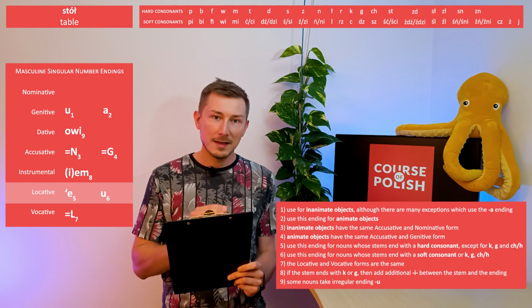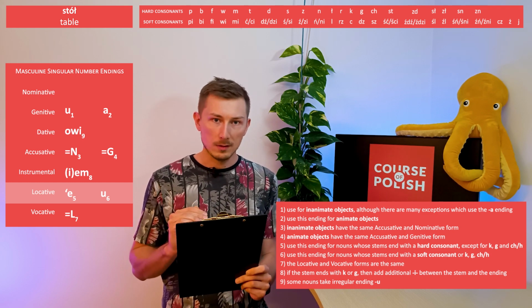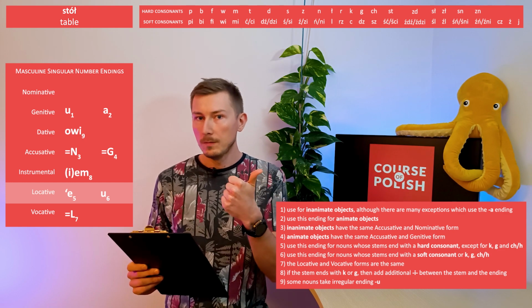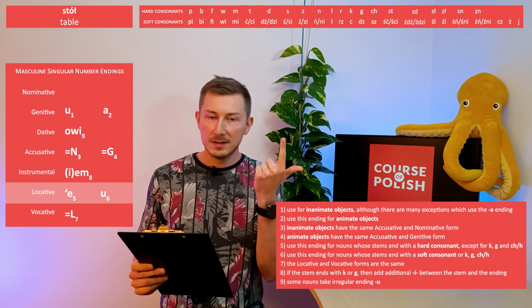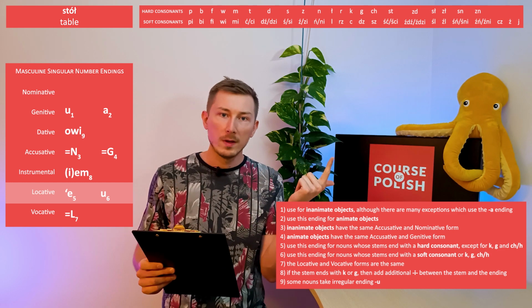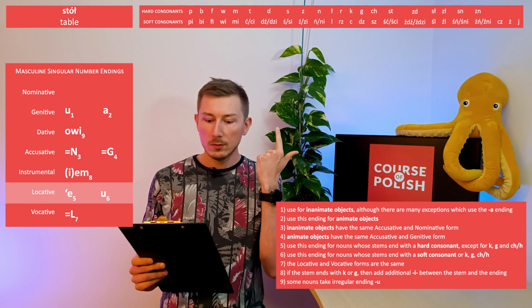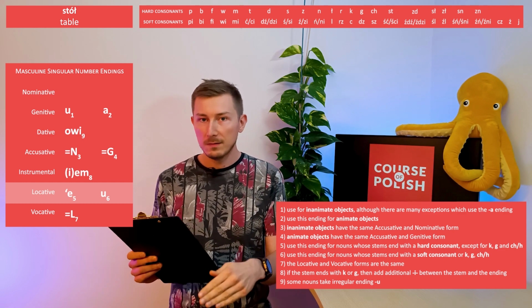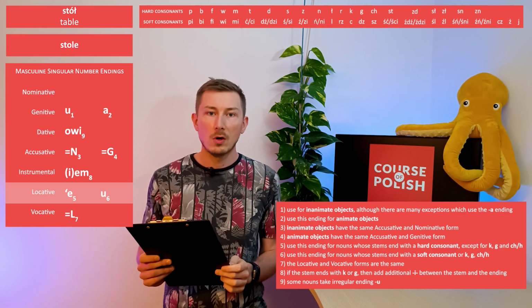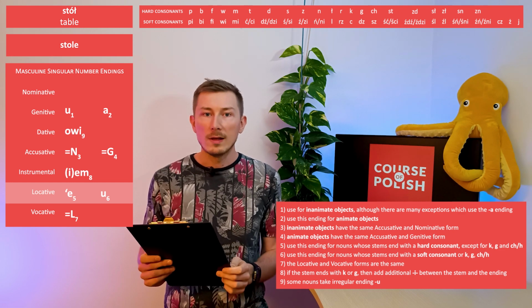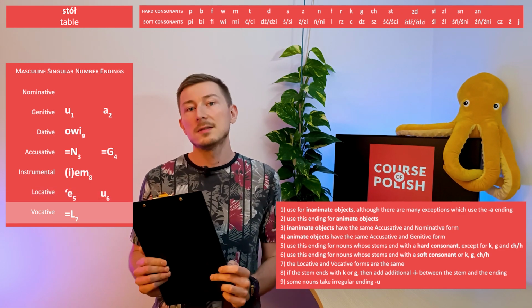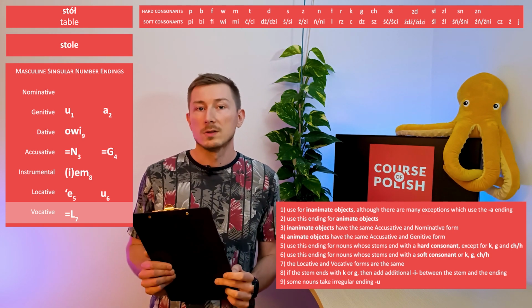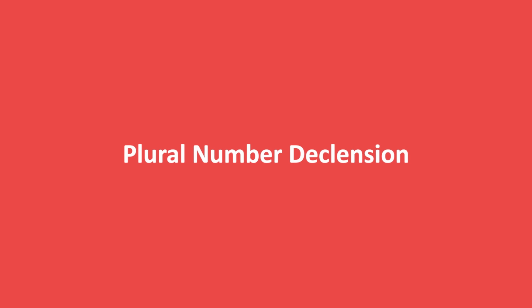So to apply this ending, we have to do a lot of things. We have to exchange U to O. We have to soften the stem, so exchange ł to l, and we have to attach the ending E. So the final form will be stole. And the last case, vocative, is the same as locative. It will be again stole. Let's continue with plural number.